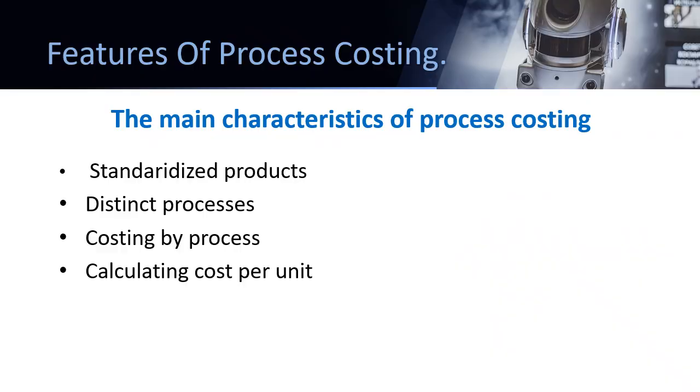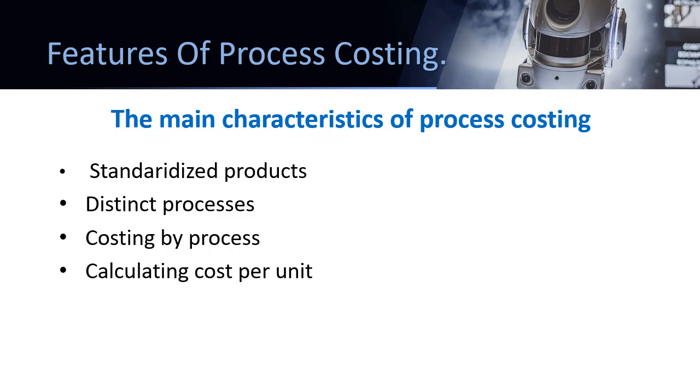I am going to talk about features of process costing. The main characteristics of process costing: first one is standardized product. Second one, distinct process. Third one, costing by process. Last one, calculating cost per unit.